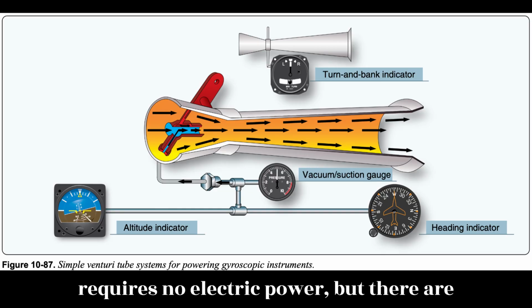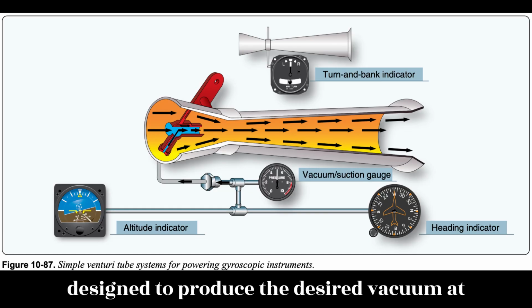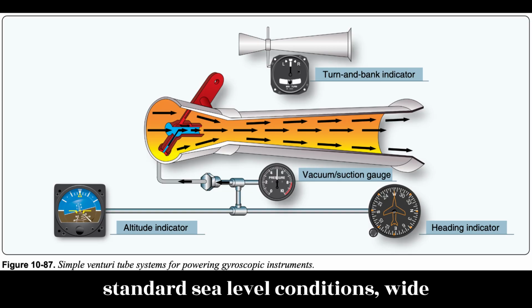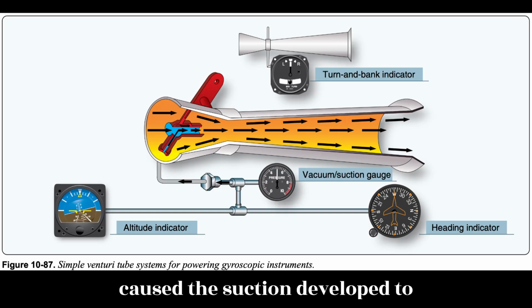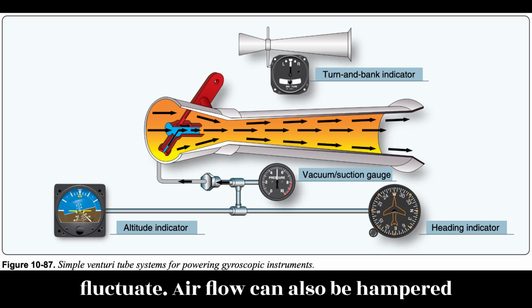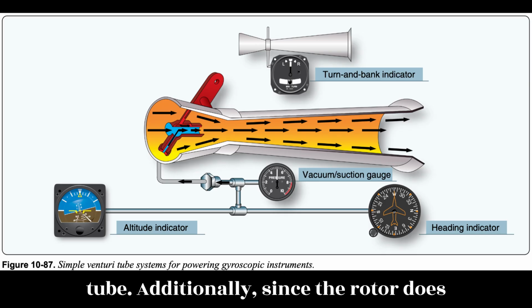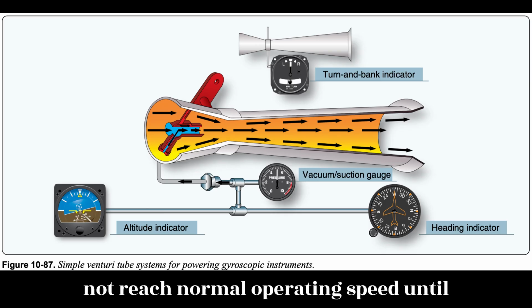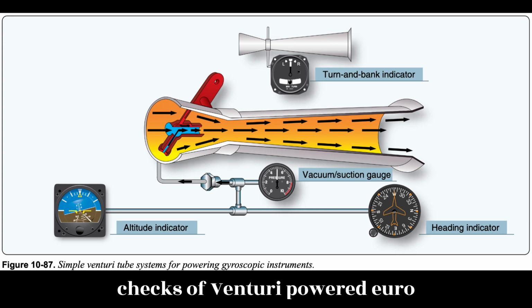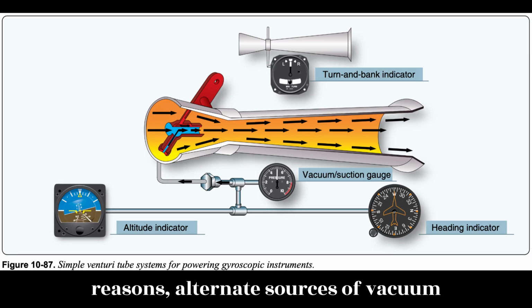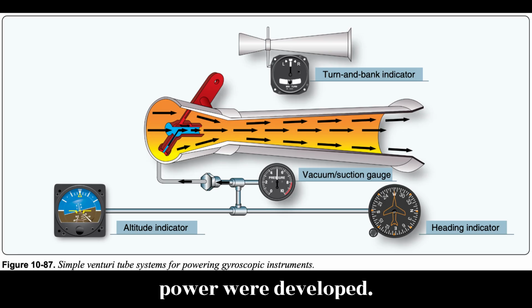But there are serious limitations. A venturi is designed to produce the desired vacuum at approximately 100 miles per hour at standard sea level conditions. Wide variations in airspeed or air density cause the suction developed to fluctuate. Airflow can also be hampered by ice that can form on the venturi tube. Additionally, since the rotor does not reach normal operating speed until after takeoff, pre-flight operational checks of venturi-powered gyro instruments cannot be made. For these reasons, alternate sources of vacuum power were developed.